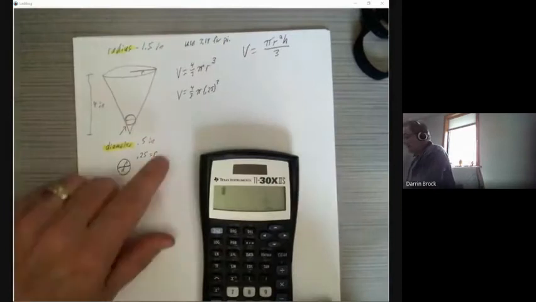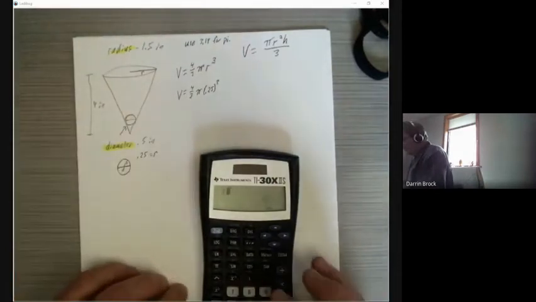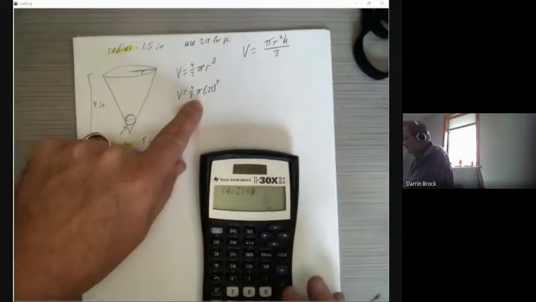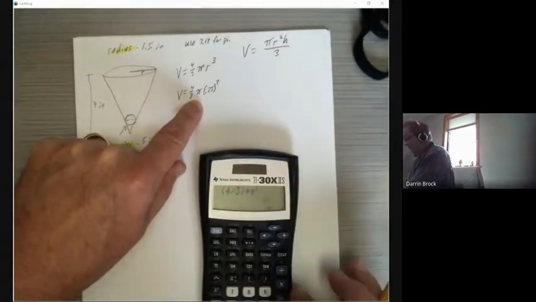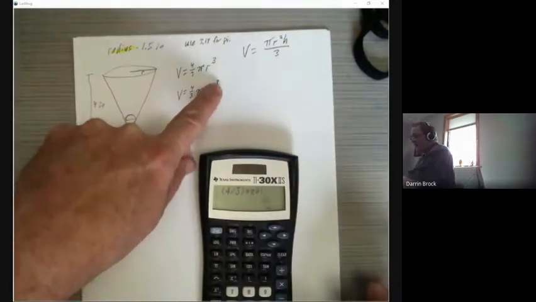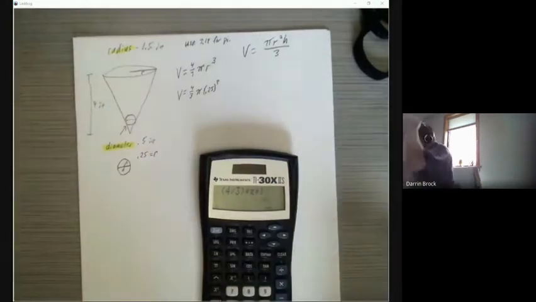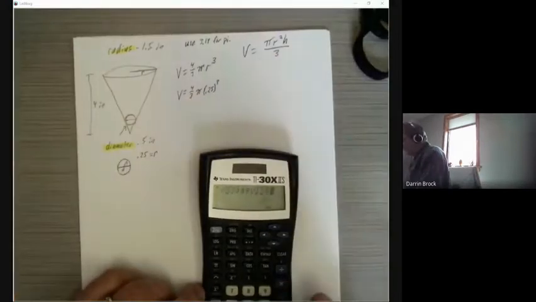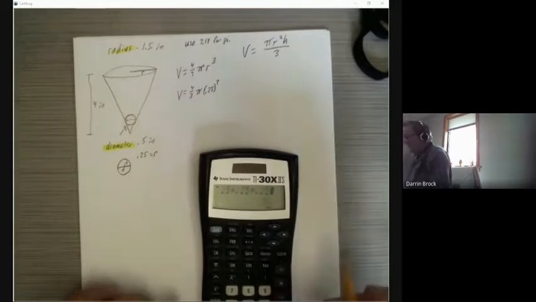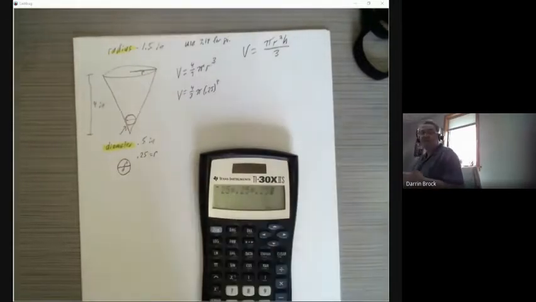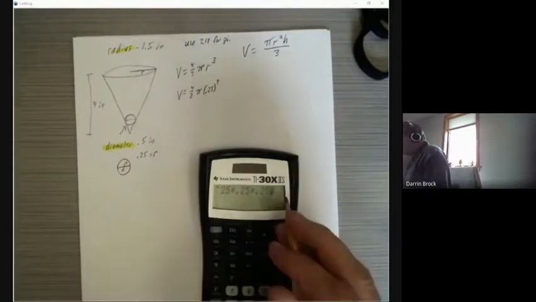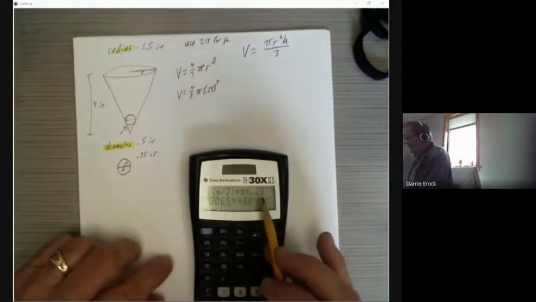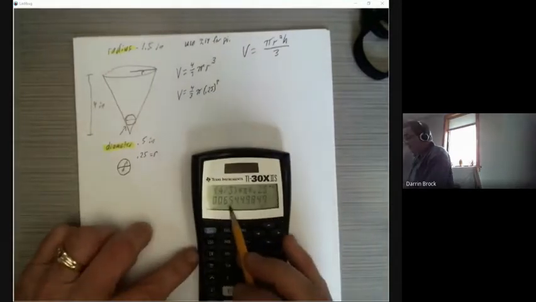So 4/3. We can do 4/3 by parentheses 4 divided by 3. So that's 4/3 times pi. I'm using that pi button, times 0.25 to the third power. Now you can put to the third power on here, but let's just break down what it is. 0.25 to the third power is 0.25 times 0.25 times 0.25, multiplying itself 3 times. So all of that, 4/3 times pi times 0.25 to the third power, equals 0.065.